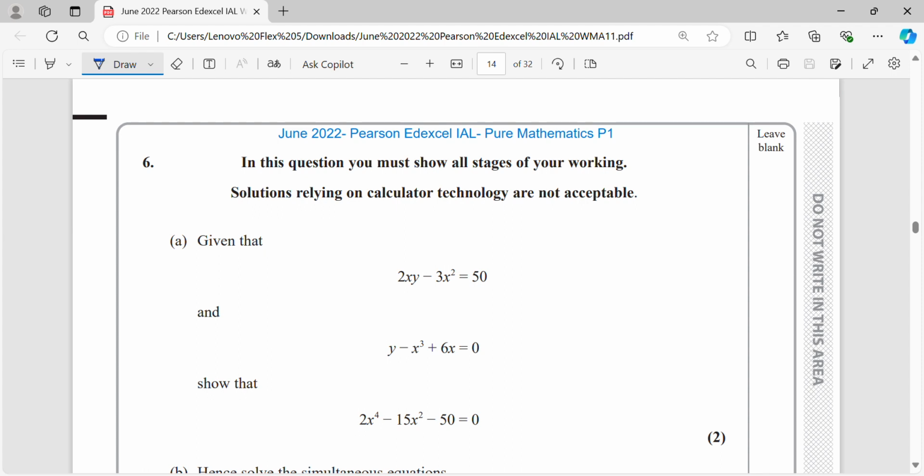In this video, I will be solving question number 6 from paper June 2022, Pearson Edexcel IAL Pure Mathematics P1. We will go through the problem step by step, ensuring you understand the concepts and techniques needed to tackle similar questions. June 2022, question number 6 is, given that 2xy minus 3x squared equals 50 and y minus x cubed plus 6x equals 0, show that. So this should be our answer.